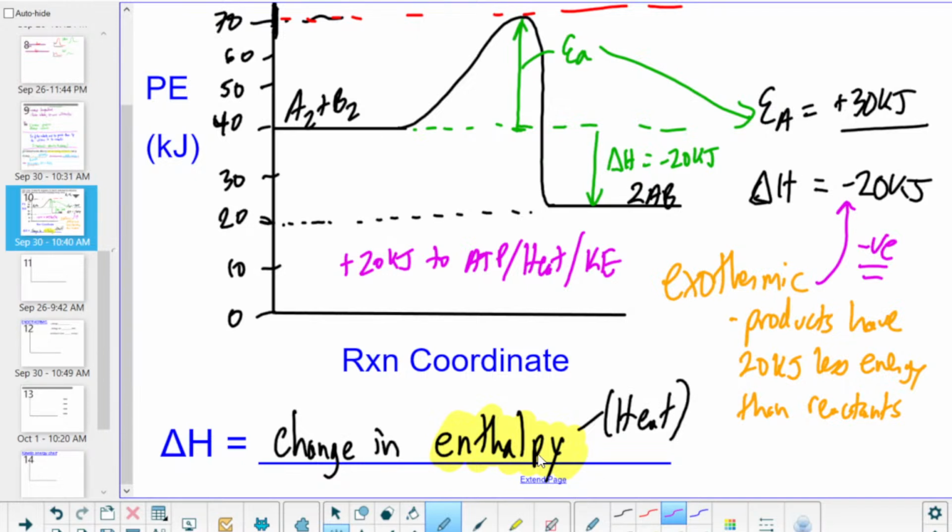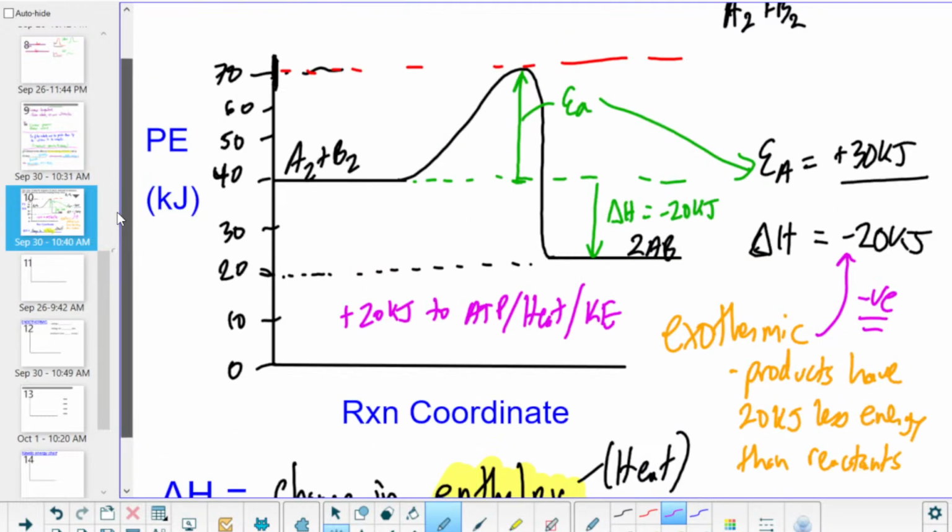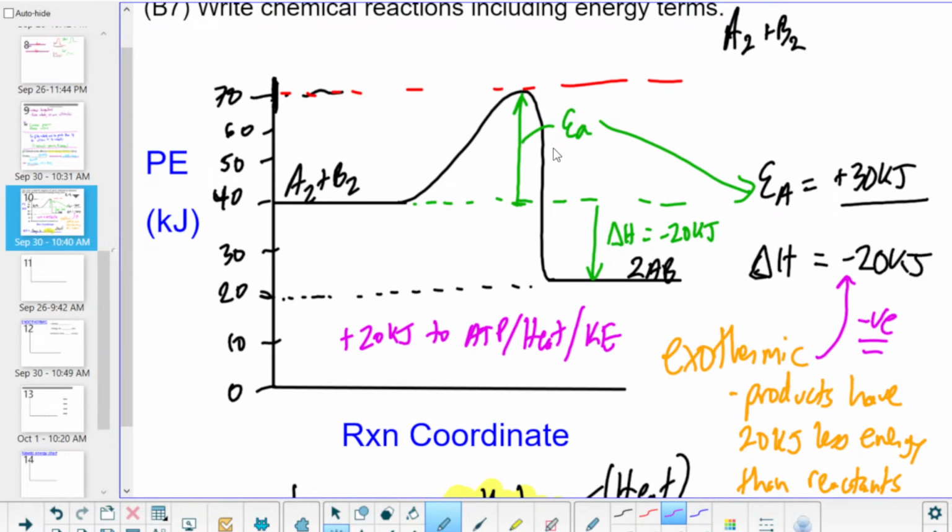And the change in enthalpy is one of the forces in the universe that drives chemical reactions. Exothermic reactions tend to be spontaneous. Endothermic reactions tend to be non-spontaneous. There's one other force in the universe. We'll discuss that a little bit after. Now, if you drew this, it didn't matter if you were at 20 or at 40, as long as the drop was 20 and the energy of activation was 70.